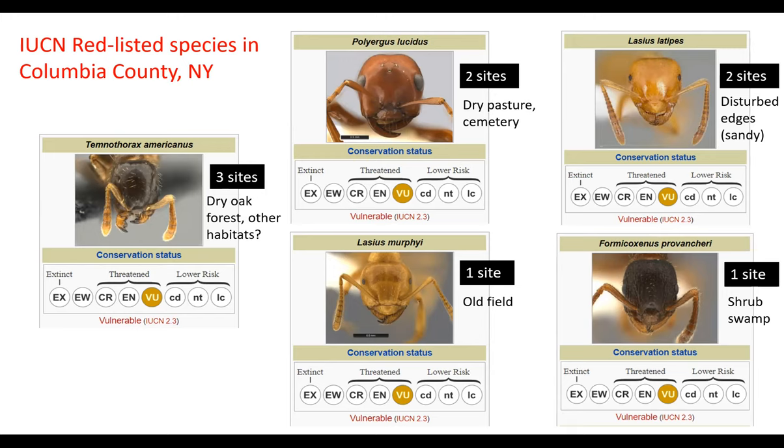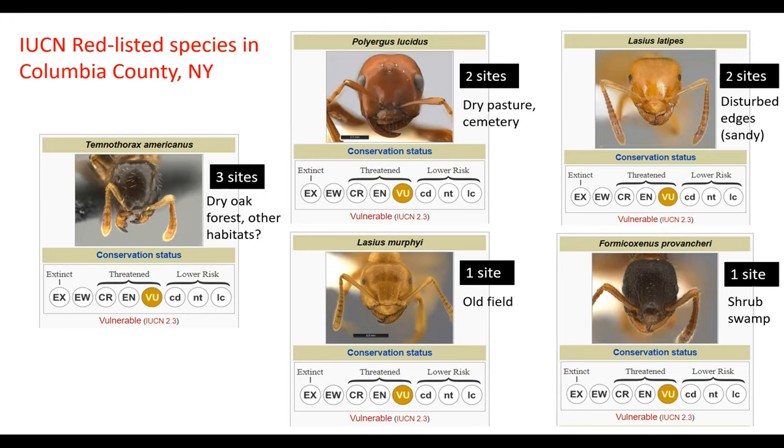So all of these are parasitic. This one's a kidnapper. These two are temporary. And I forget which this one is, but I think it steals food or something. So it has a little bit of a unique lifestyle.